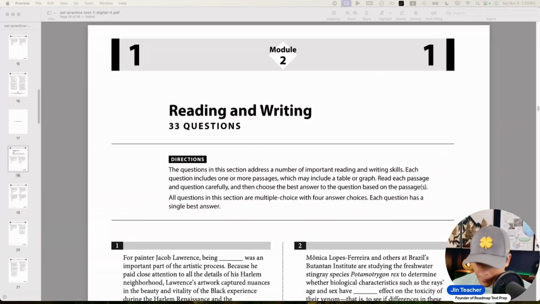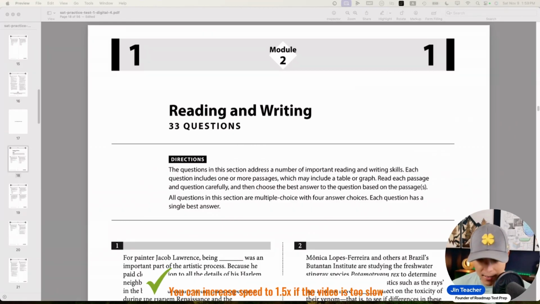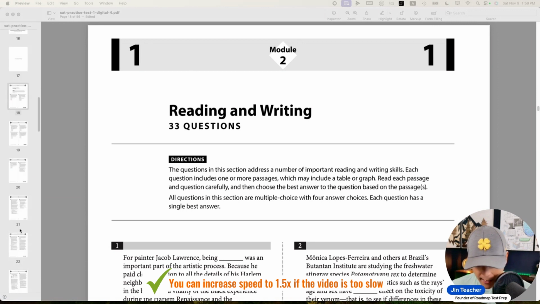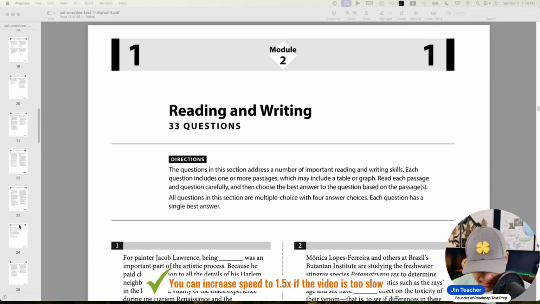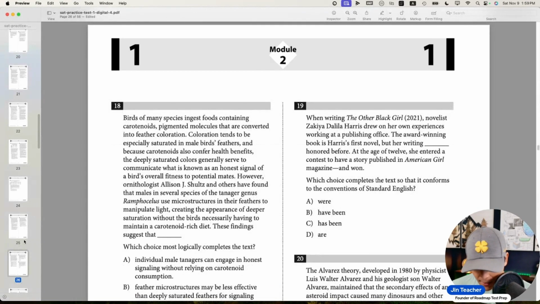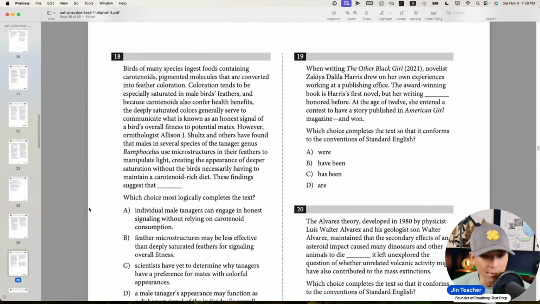Now, remember, a couple of general test taking strategies. The first is when you start a reading and writing test, I like to start with the writing questions first, and the reasons are very simple. Writing questions take less time than reading questions. Writing questions are easier to get points on than reading questions. Therefore, the possibility of me scoring more points is higher for writing questions than for reading questions.